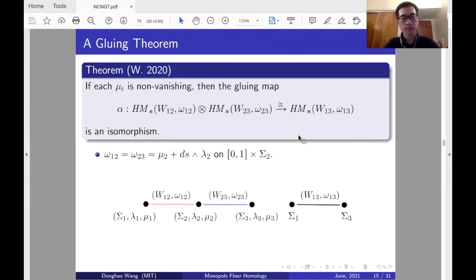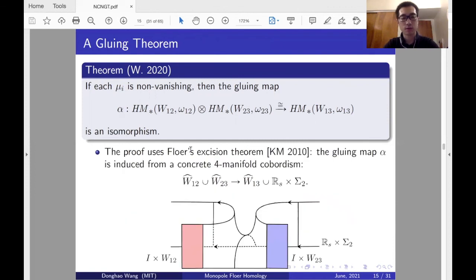This theorem is not very mysterious. Its proof uses Floer's excision theorem. This gluing map alpha is induced by a concrete 4-manifold straight cobordism from the completion of W12 union the completion of W23 to the completion of the composition and the standard cylinder across sigma 2. Here is a picture of this cobordism, and I'm drawing this straight cobordism vertically.